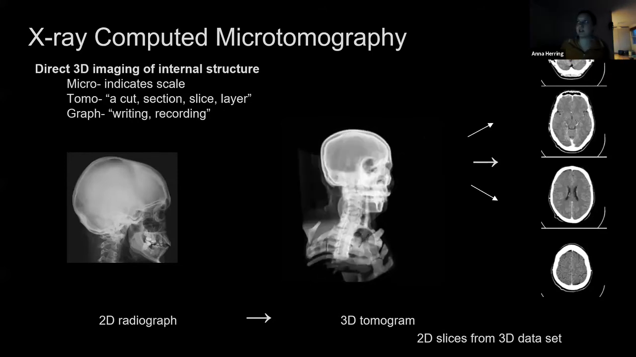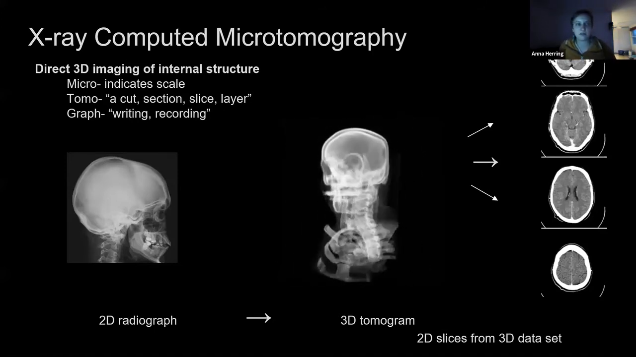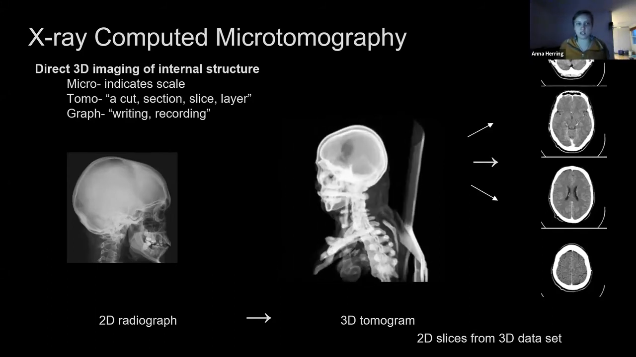So of course, the way we do that at the ANU CT lab is with X-ray computed microtomography. So this is direct 3D imaging of internal structure using X-rays.